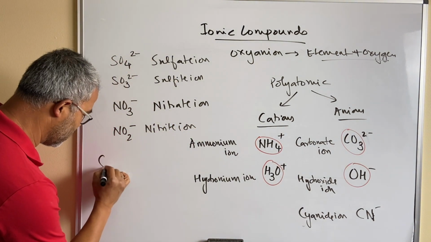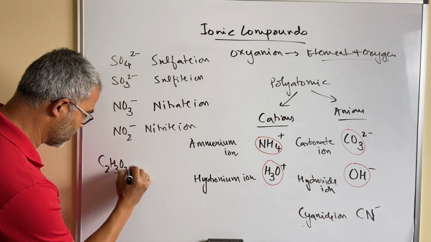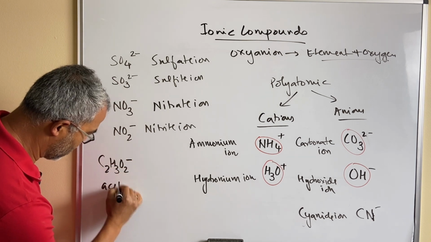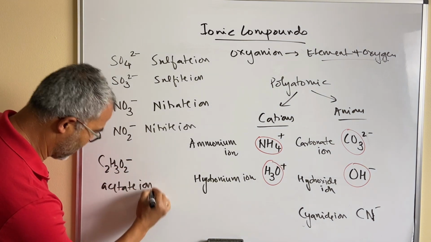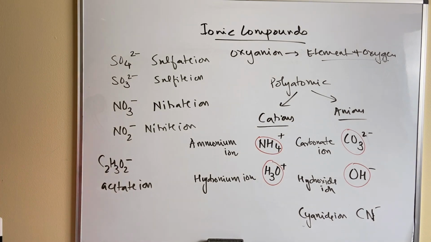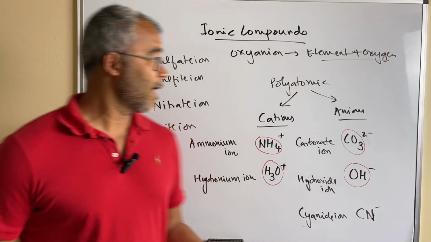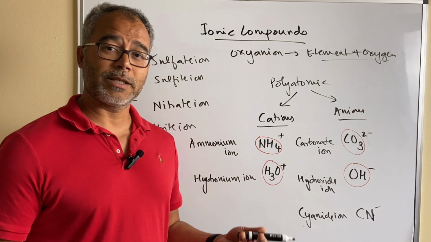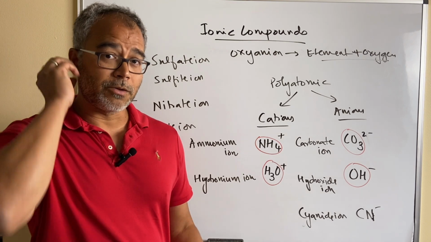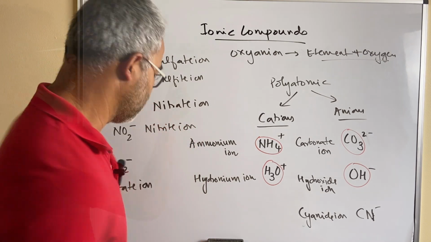And one more that you'll see is C2H3O2 minus. This looks a little complicated, but it's very common. Acetate ion. Okay. All right. So now that we have this list with us, let's take a look at a few examples of how we put these together in compounds and then name them.